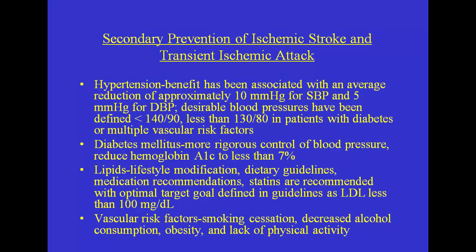Secondary prevention, and I'm getting ready to wrap up here. Hypertension, there's a benefit between dropping a patient's blood pressure 10 millimeters systolic blood pressure, 5 millimeters diastolic blood pressure, with a desirable blood pressure defined as less than 140/90, and less than 130/80 in patients with diabetes or multiple vascular risk factors. In patients with diabetes, you want more rigorous control of blood pressure with a hemoglobin A1C less than 7. Lipids, you do dietary modifications, lifestyle modifications. Statins are recommended with an optimal target, which is there.